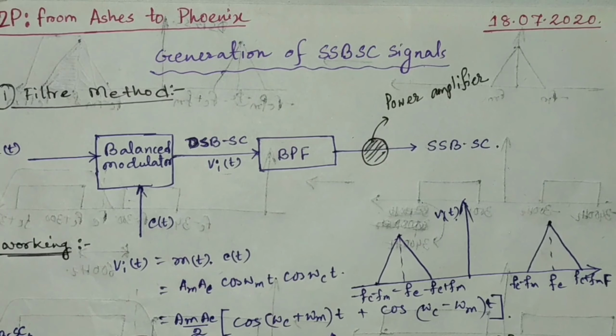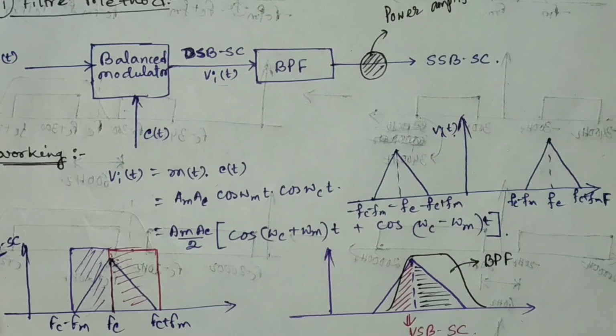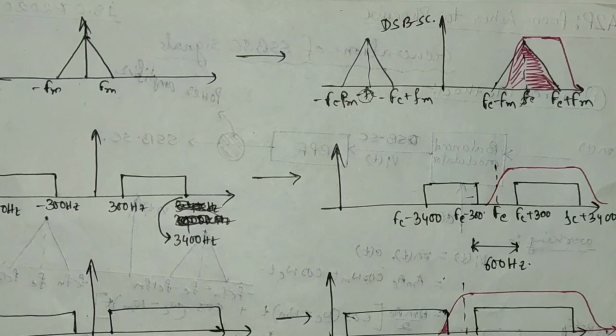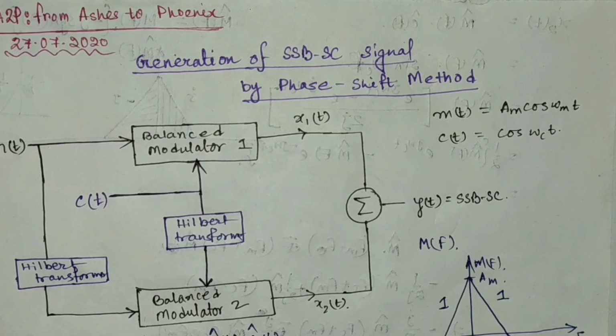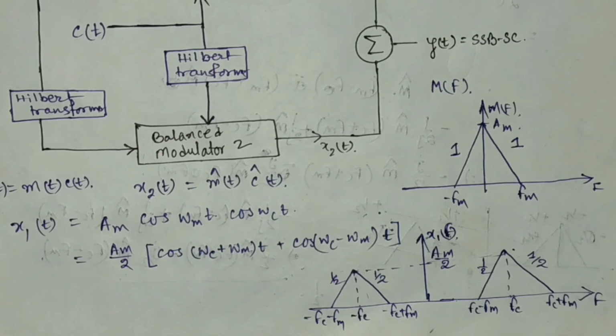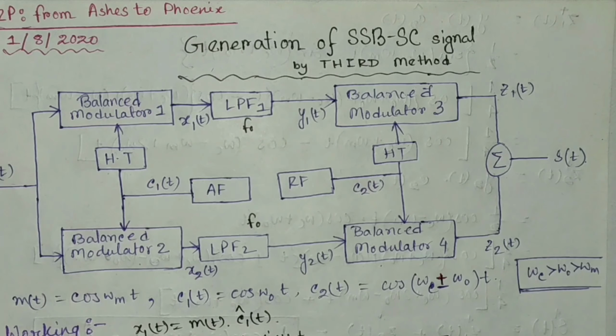The first method that we discussed was filter method. This is the block diagram of it. We have discussed the working of it, and we have also discussed why only voice signals can be used to form SSBSC signal using this method. The next method we discussed was phase shift method, and the working of this method was well explained. And lastly, I discussed the third method or Weaver's method and the working of it.